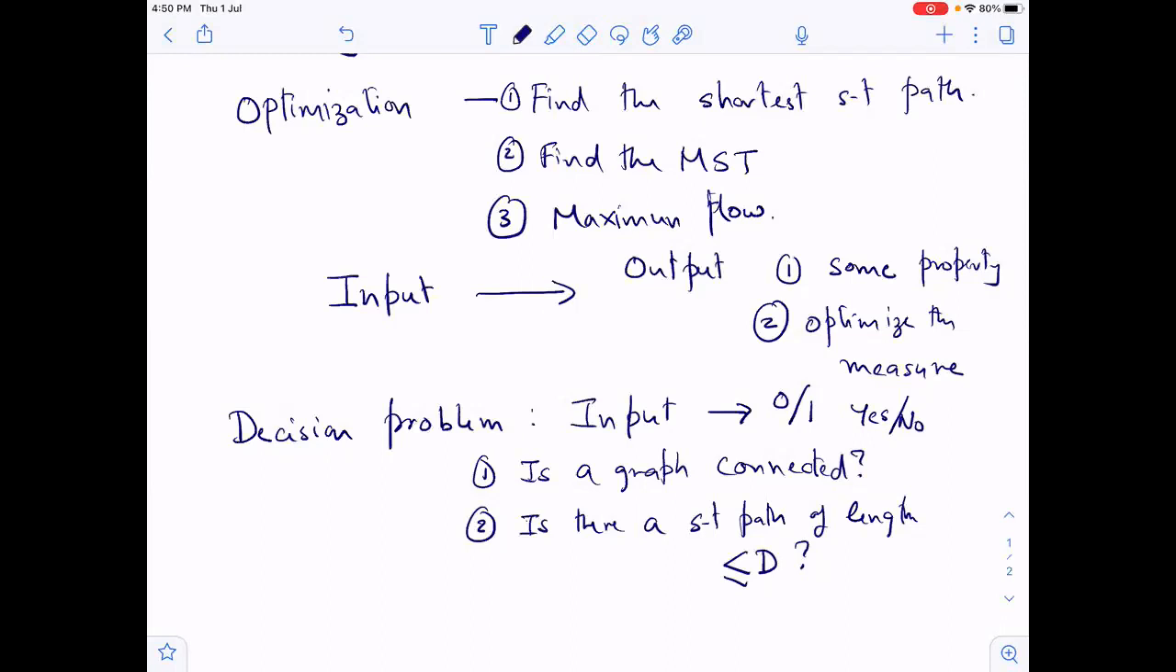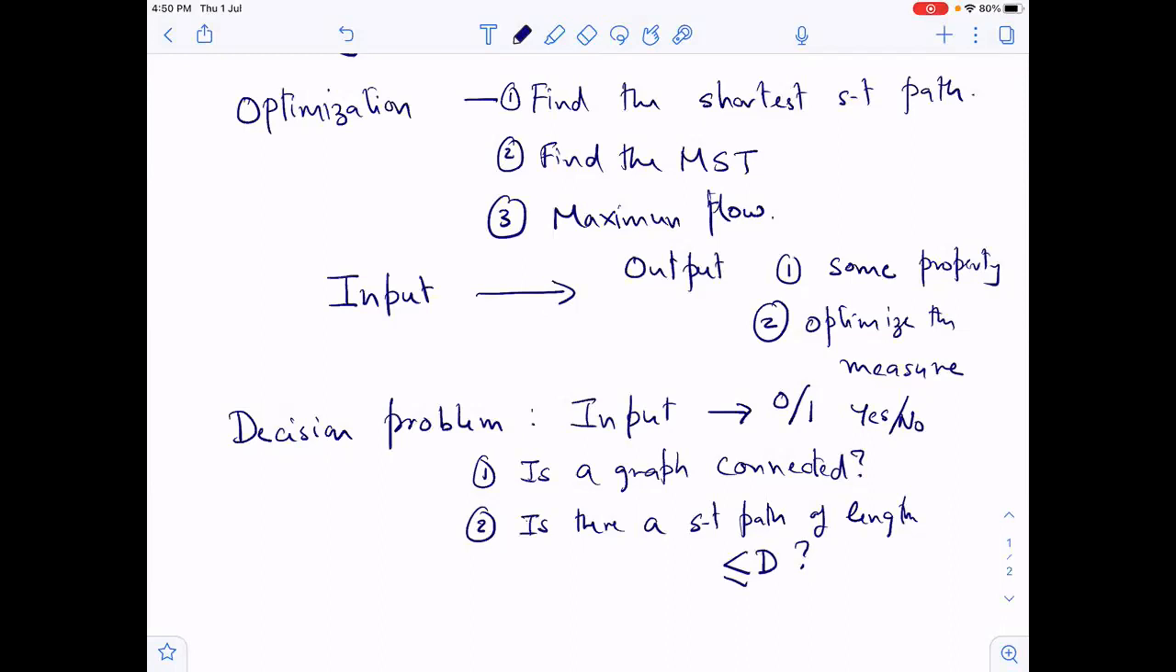Sir, if this decision is 0 for all the paths, then D is the shortest path. It is what is 0? This decision, is there a path of length less than or equal to D? Yes, and D is that path. Correct, but shortest. Okay, good.